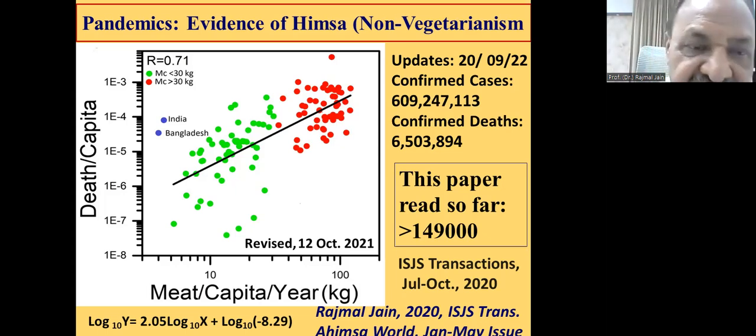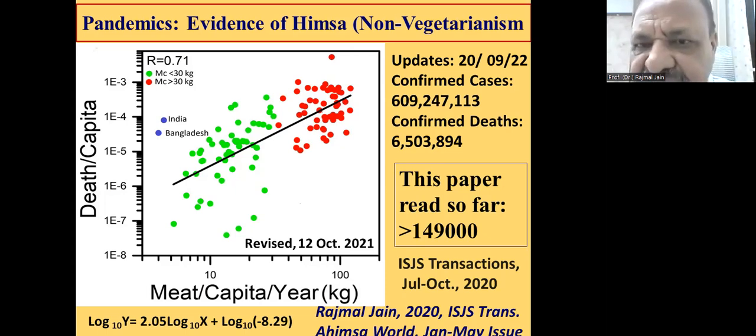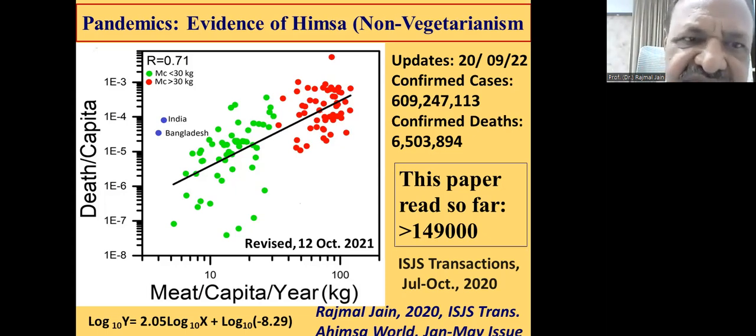Now you can point a finger at me: in Bangladesh and India, where meat eating is very, very low, why were there a lot of deaths? I told you also that this is some kind of revenge of the other animals which are being slaughtered in these two countries. As you know, cows are being slaughtered largely in Bangladesh and sold by India, and a large number of beef products are prepared and exported from India. So the revenge goes that way also.